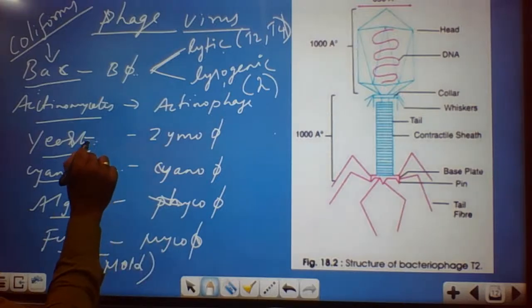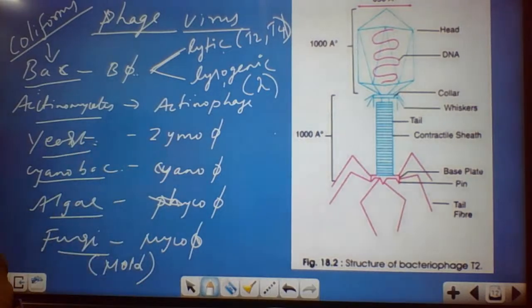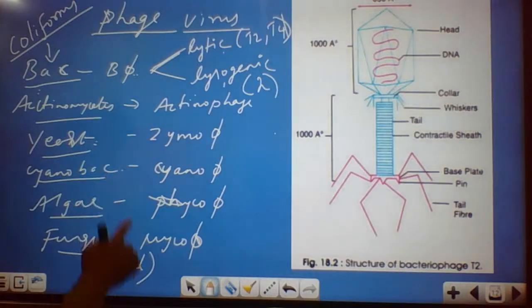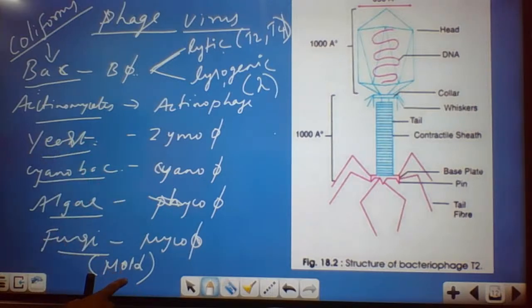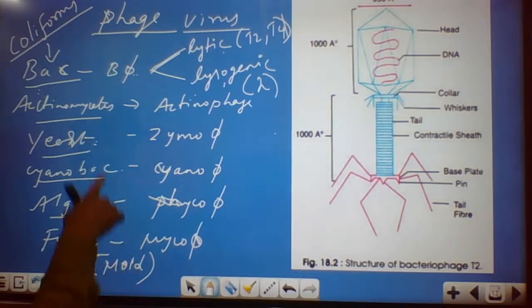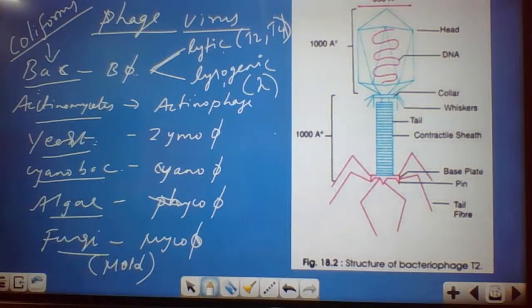So we categorize yeast as unicellular and mold as multicellular. On that basis, we classify. For example, Saccharomyces and Candida are yeast varieties. But for mold, you take Aspergillus, Penicillium, Rhizopus, Mucor, and all the things which come under this part. So based on this, we classify yeast and mold separately.